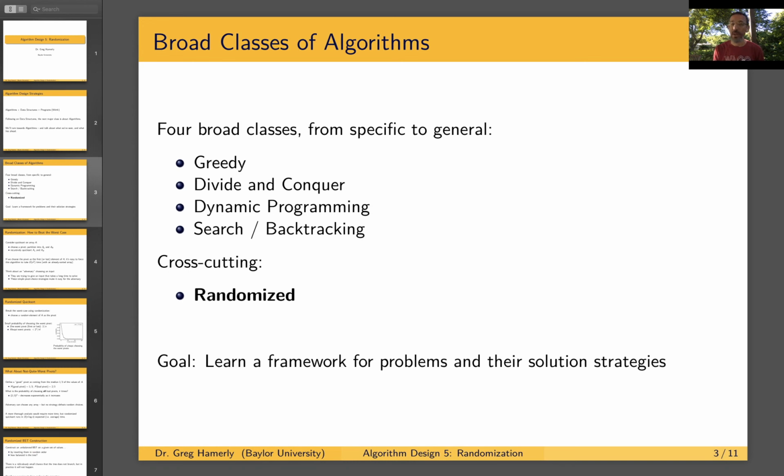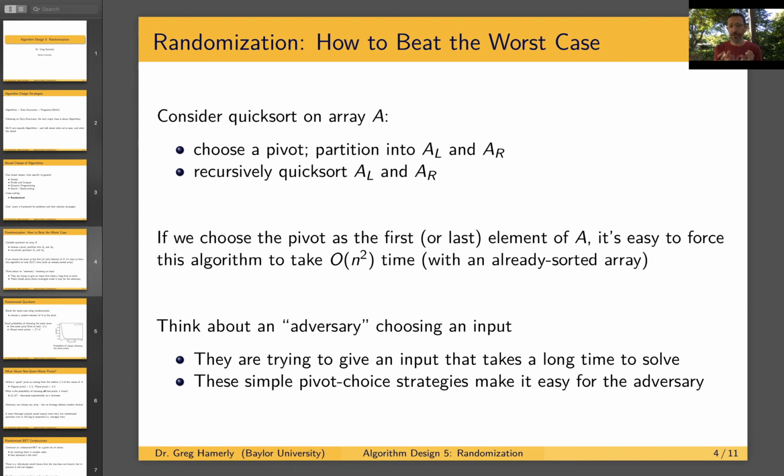The one we're talking about today, randomization, crosscuts sort of all of these in some way. And it can be applied in many situations. So let's just dive right in. I want to go through a number of examples to illustrate more how randomization can be used to beat worst case behavior in algorithms.